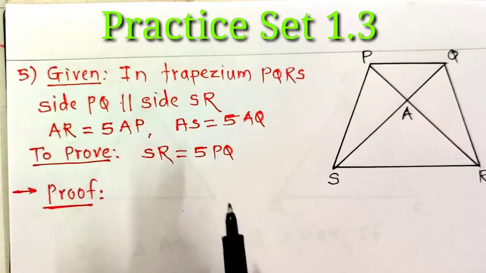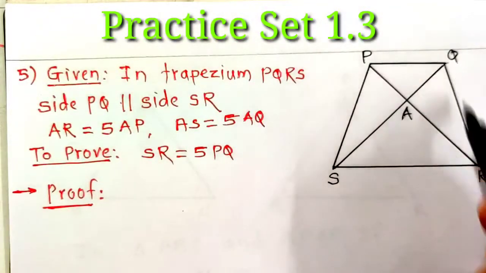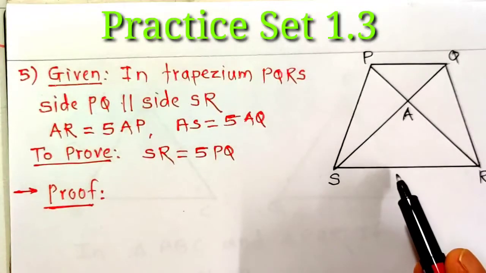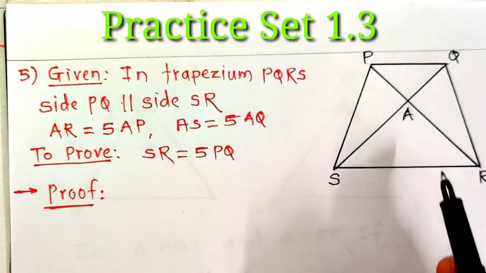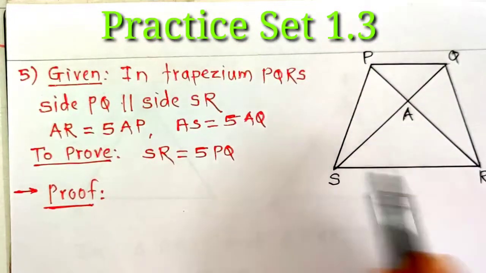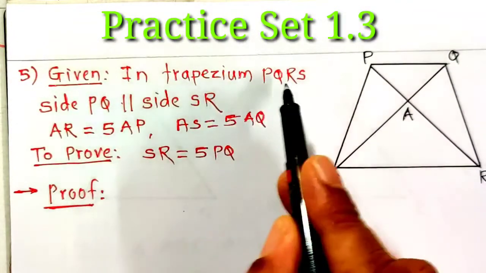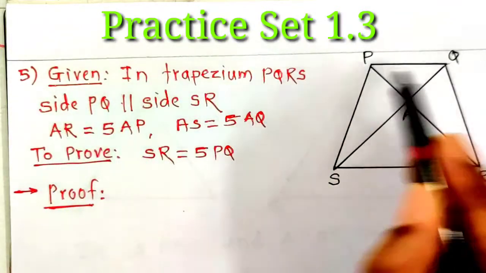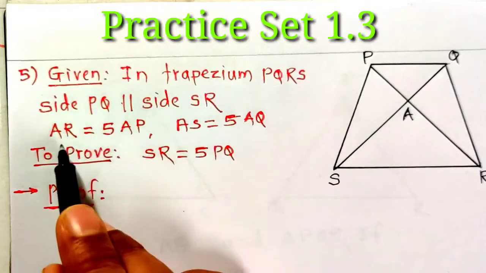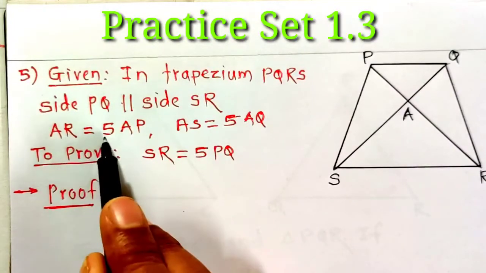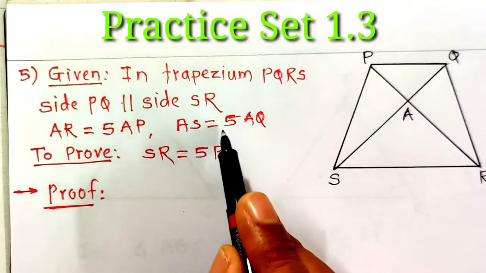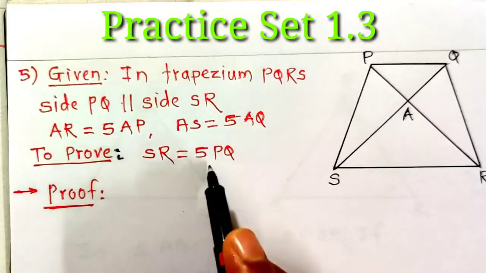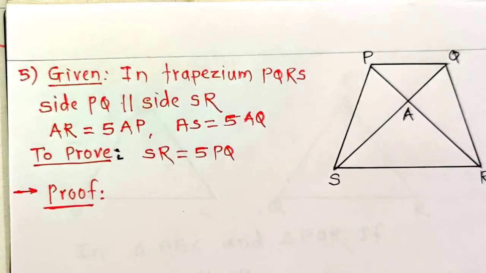In the fifth sum, trapezium PQRS is given. You know the property of a trapezium: in a trapezium, only one pair of opposite sides is parallel. Here PQ is parallel to SR, that is given. In the trapezium PQRS, side PQ is parallel to SR. Then what is given? AR is equal to 5 AP and AS is equal to 5 AQ. Then what we have to prove? SR is equal to 5 PQ. That we have to prove.